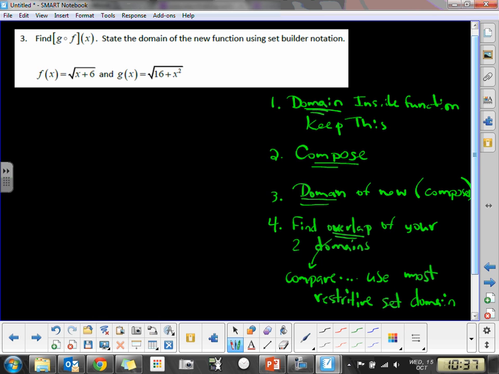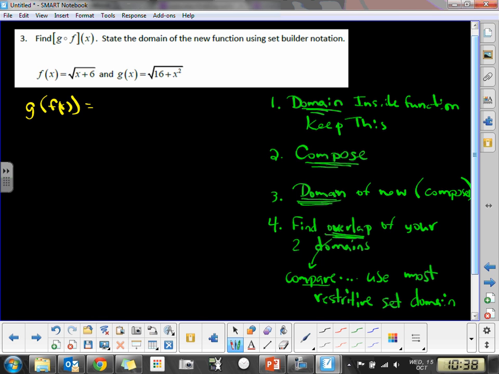So, number 1, we're going to find the domain of the inside function. Then we're going to compose the functions. Then we're going to see if there are any new restrictions on the domain of our composed function. And then we're going to look for the overlap, or compare the domains and see what is the most restricting domain. So that's my outline. That's my plan.